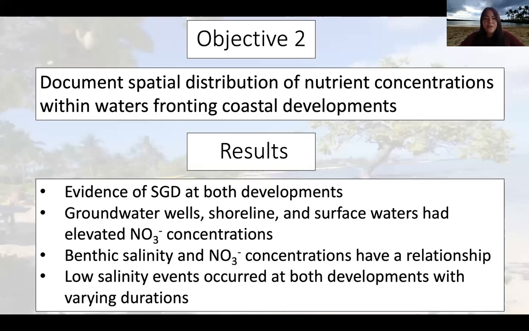So to sum up my objective 2, it was to look at the spatial distribution of nutrient concentrations, really looking at the SGD component and how long those nutrients are on the benthos. We saw that there was evidence of SGD at both developments, and more specifically, groundwater wells, shoreline, and surface waters did have stations with elevated nitrate concentrations, and that benthic salinities and nitrate concentrations did have a relationship. Low salinity events occurred at both of the developments, but with varying durations.